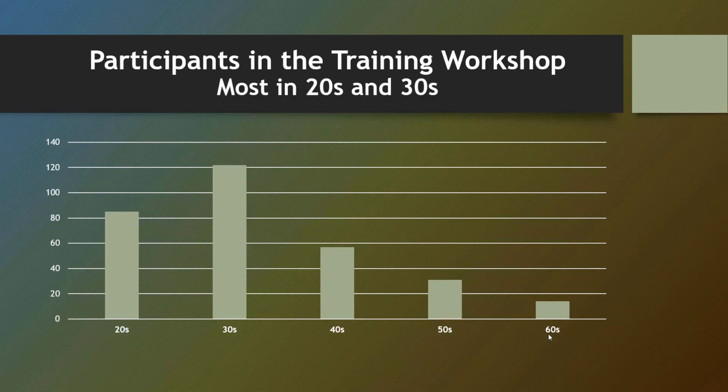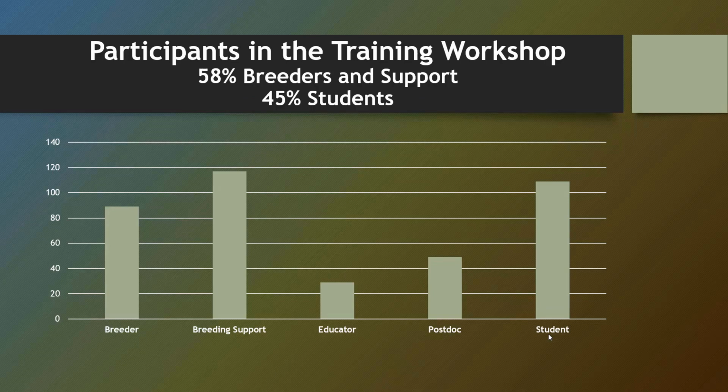So again, we have a fairly young demographic, and these people are going to be shaping the future and how breeding's done in the next 10, 20 years. So it's exciting to see all this happening. You can see about 58% are breeders or breeding support. And this would include the molecular people, the biometricians, and all those types of people, the plant pathologists, entomologists, because breeders work with lots of different people. Of course, there's a small number of educators from the universities. They're also breeders and what have you. And again, students, about 45% in this tally are students.